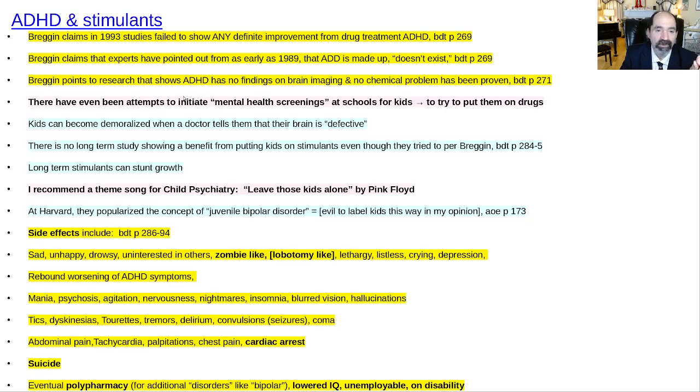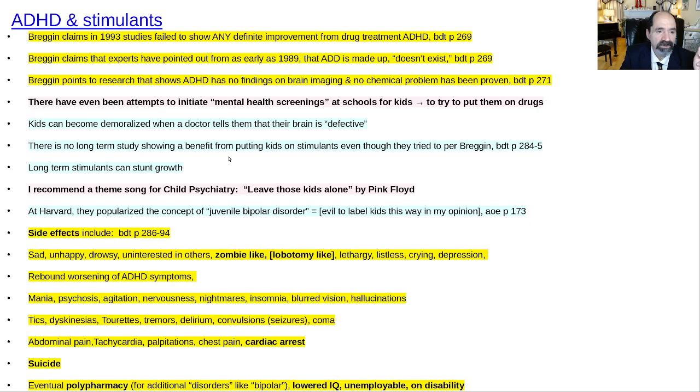Here's another thing to watch out for. There's talk about they've tried to get mental health screening at schools. This is all evil crap, okay? Child psychiatrists do not like children. I mean, if you liked a child, you wouldn't poison the child, okay? Teach them a low-fat vegan diet. There's a lot of things that can be done to help a kid. Make the curriculum in the school more interesting. Have them eat avoiding processed foods so they don't get all the chemicals in processed food. There's a lot of things you can do to help somebody. Kids become demoralized when the doctor tells them their brain is defective and they need to take a pill probably for the rest of their life.